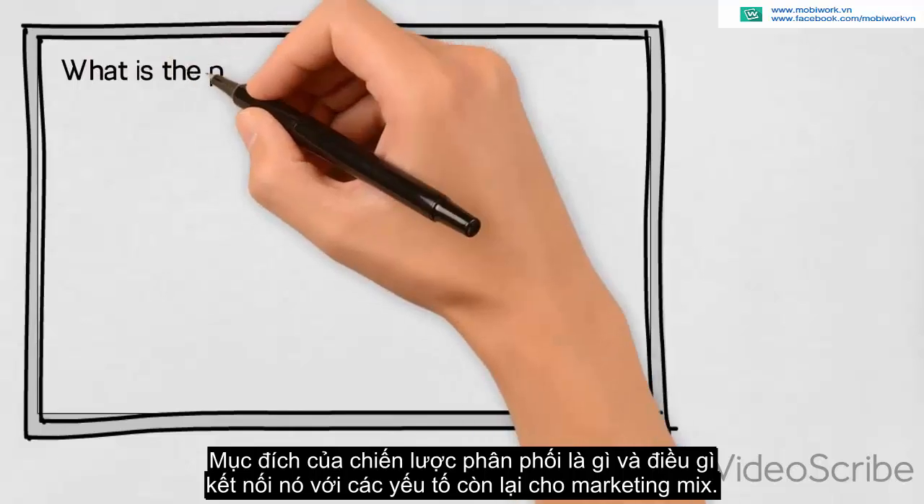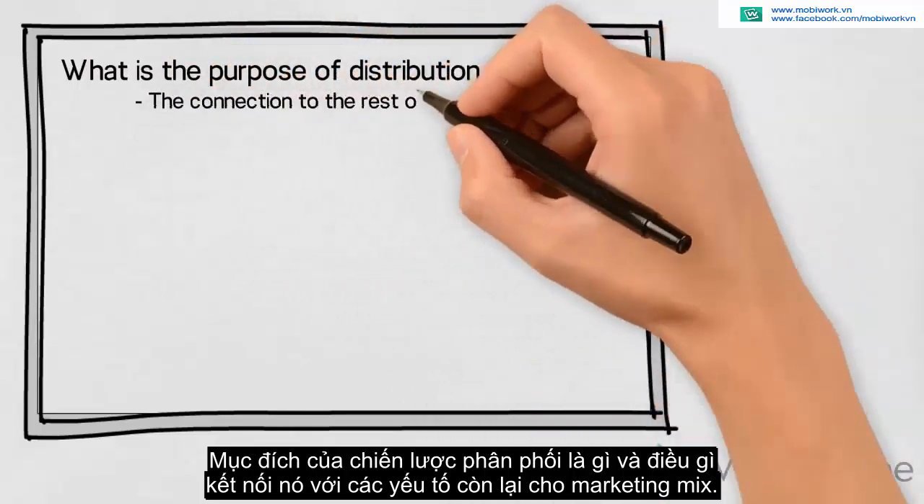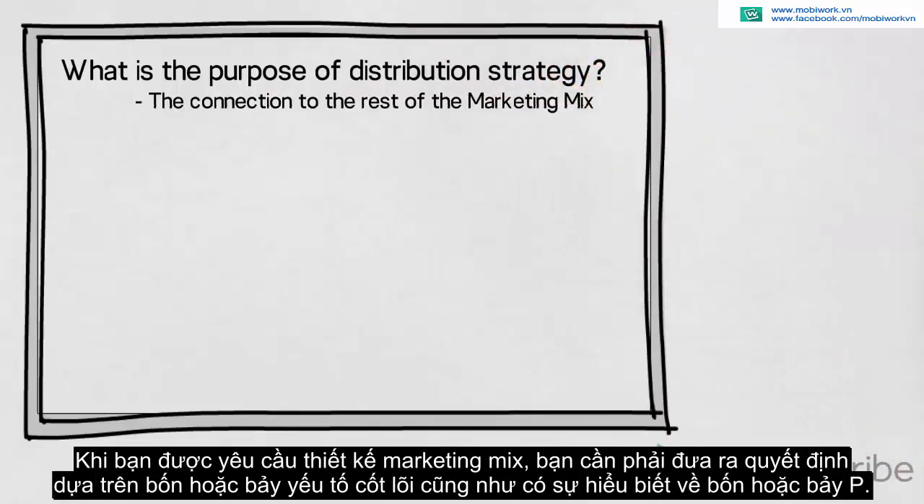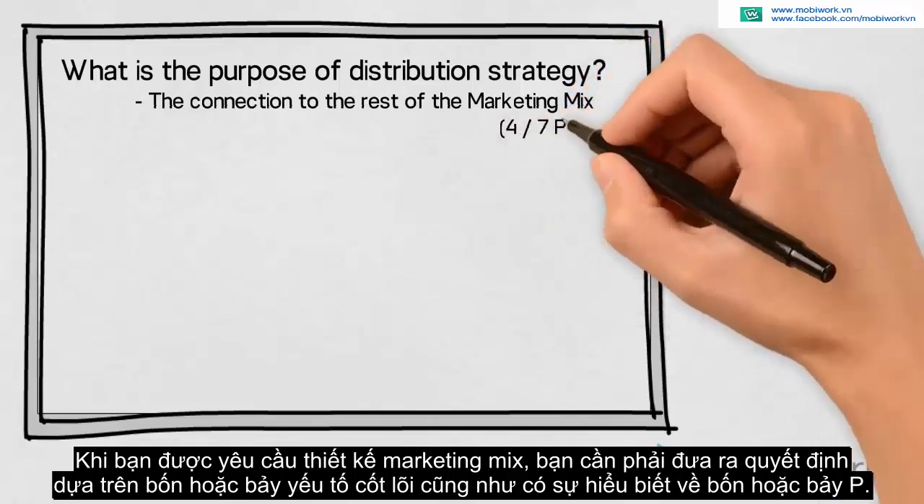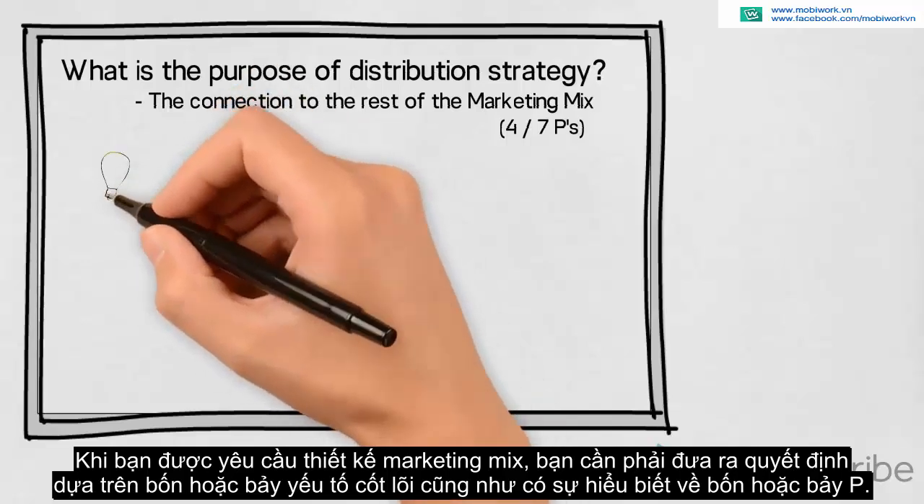What is the purpose of distribution strategy? And what is the connection to the rest of the marketing mix? When you are asked to design the marketing mix, you need to make decisions on 4 or 7 core elements, also known as the 4 or the 7 Ps.